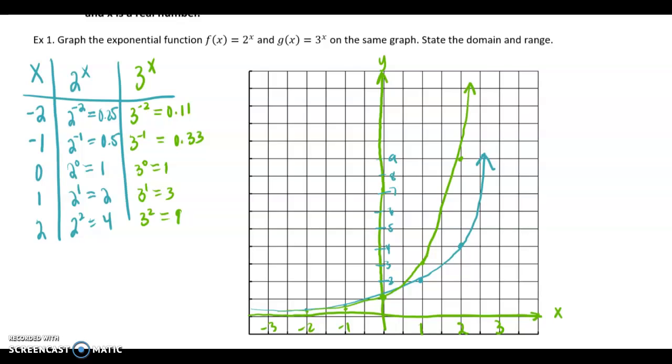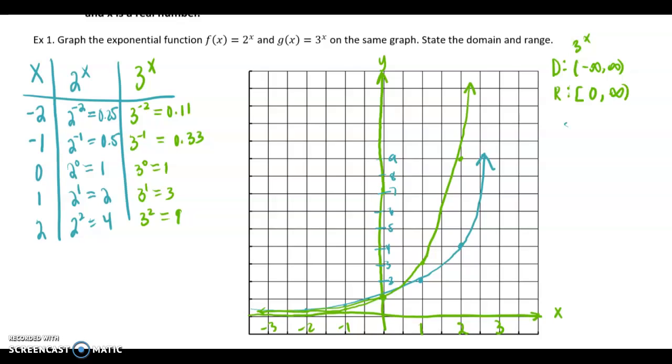So let's do the domain for 3 to the x. The domain is going to keep on going forever in the left and the right direction, so -infinity to infinity. And then our range, well, it's never going to go below the x-axis, so it's never going to be a negative y value. So our range will be from 0 to infinity.